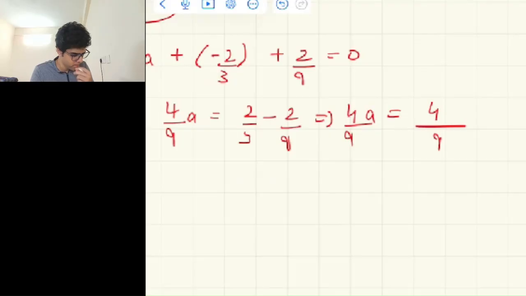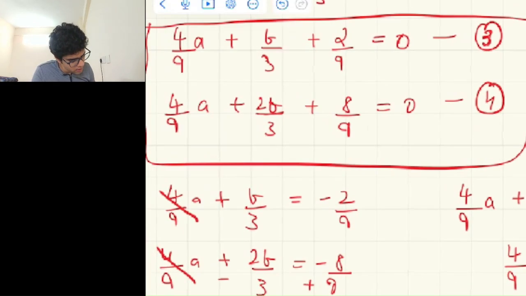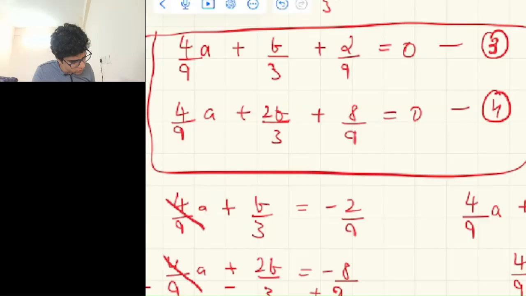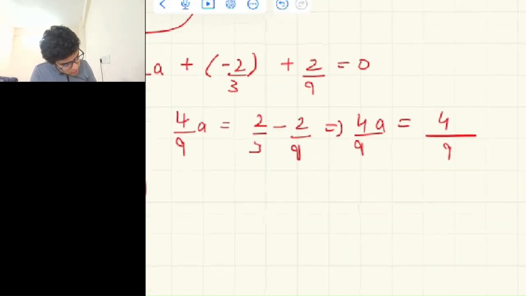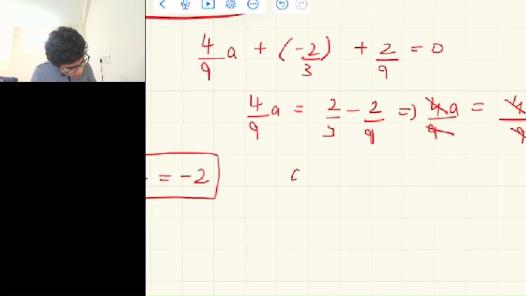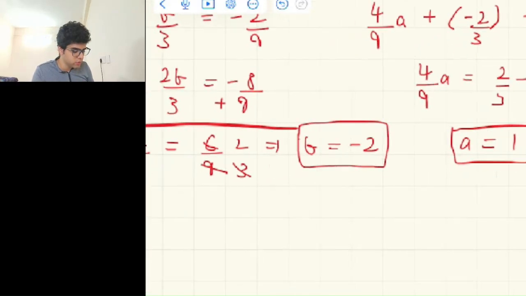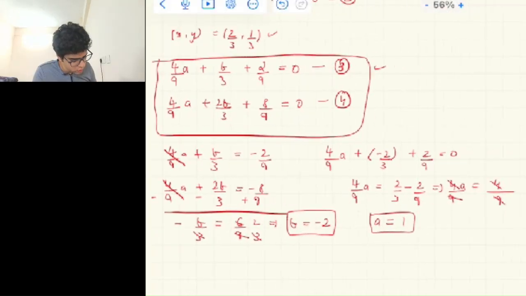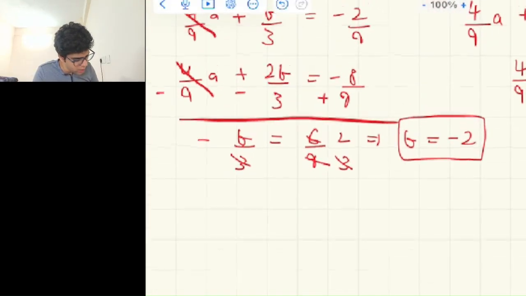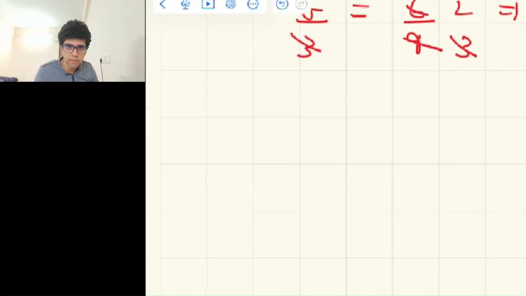Hmm, have I made some mistake? I don't think so. Hmm. So a turns out to be equal to 1. 9 and 9 gets cancelled, 4 and 4 gets cancelled. So a turns out to be equal to 1. A is 1 and b is minus 2. Let us check now. So for the last equation, we know that.